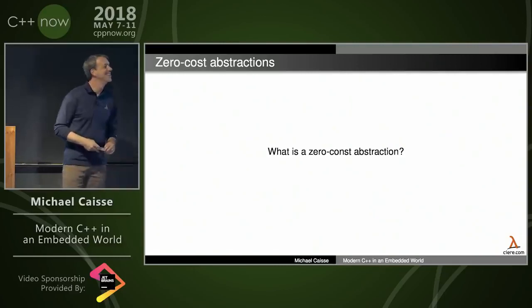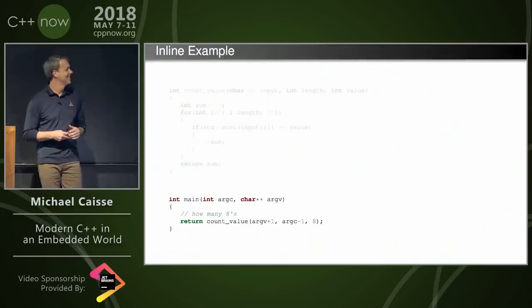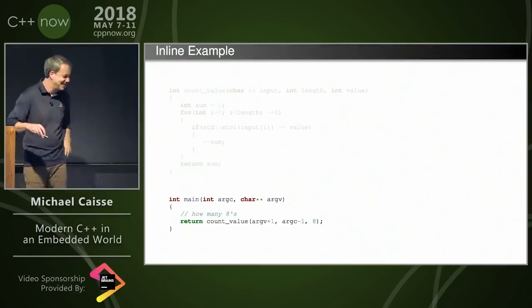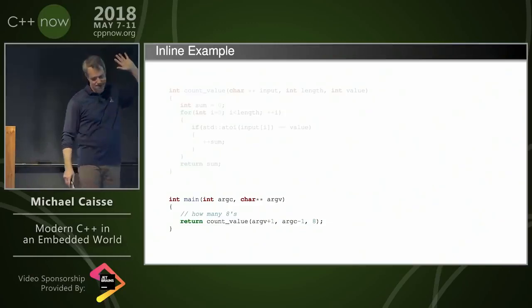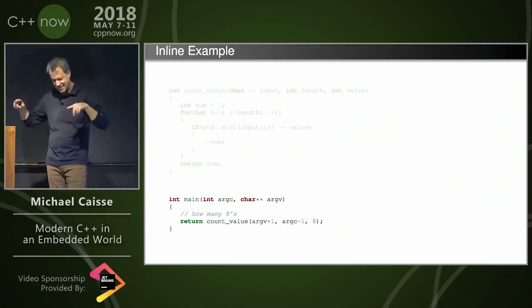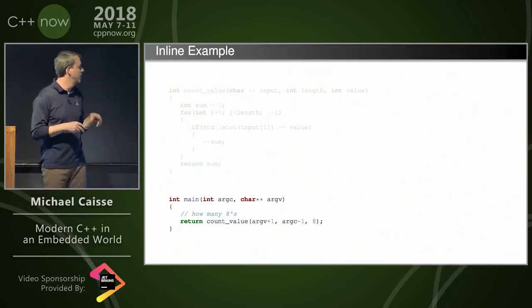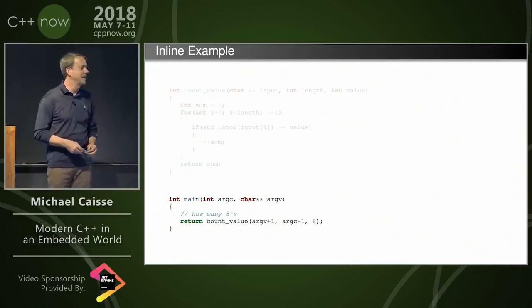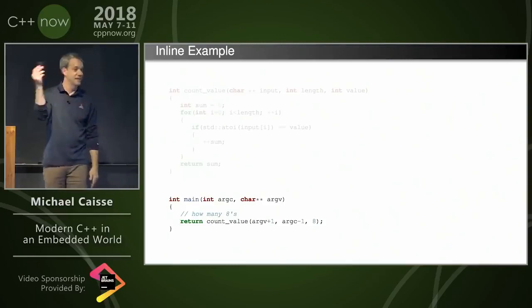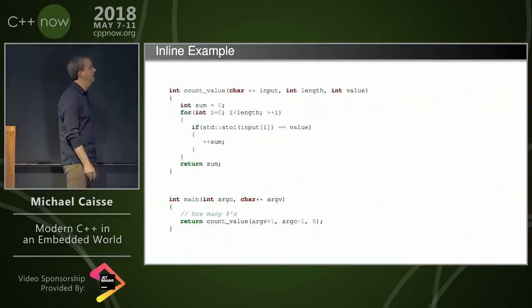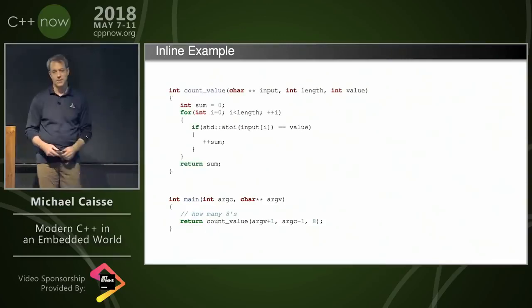So, what's a zero cost abstraction? So let's just talk quickly about this. If I have a program, main, and I can type some numbers in it, and I want to go ahead and count the number of eights that are in there, I can call this method called countValue, and I pass it the pointer at the beginning and the pointer at the end, and I want eights. All right, and how might we implement that? You know, there are a lot of different ways.